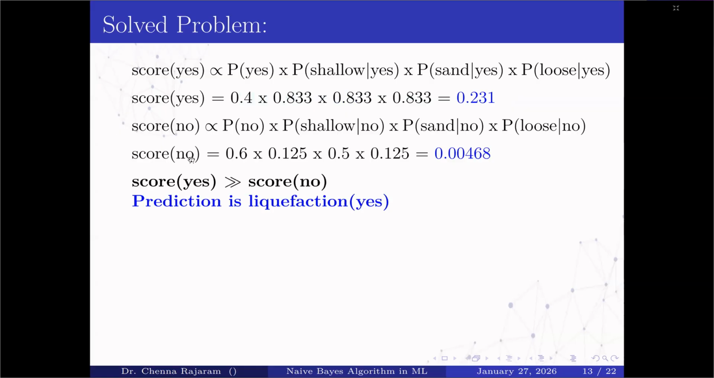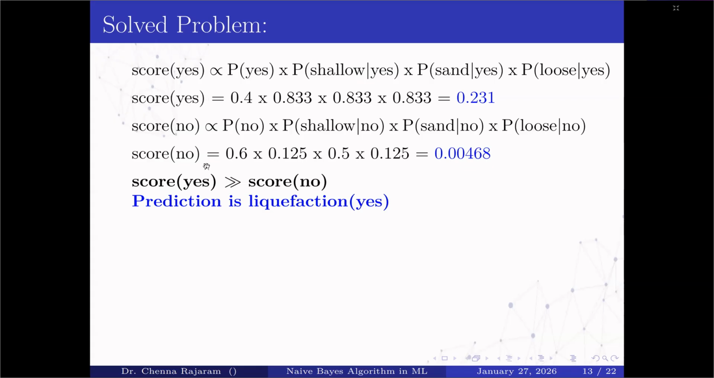Similarly, the score of no is equal to the probability of no multiplied by the probability of shallow given no, multiplied by the probability of sand given no, multiplied by the probability of loose given no. So the probability of no is 0.6, probability of shallow is 0.125, probability of sand is 0.5, and probability of loose is 0.125. After multiplying, we arrive at 0.00468.